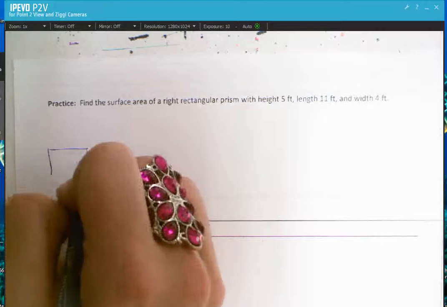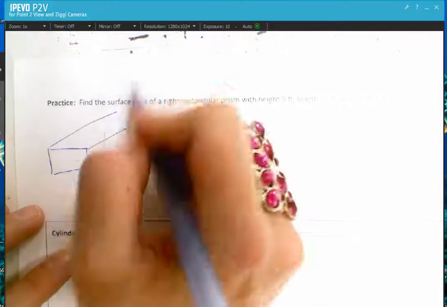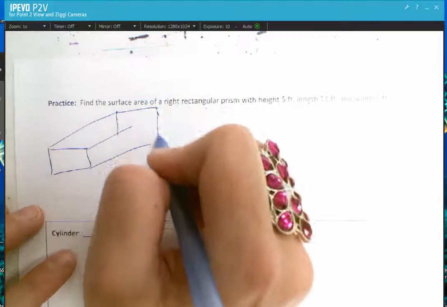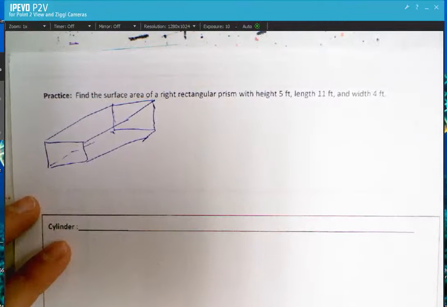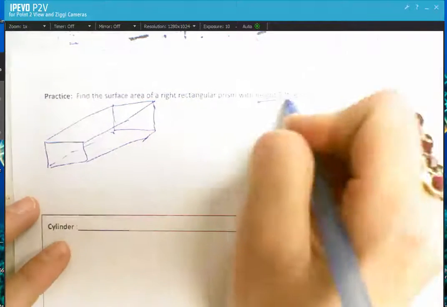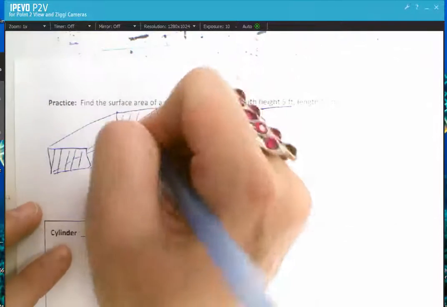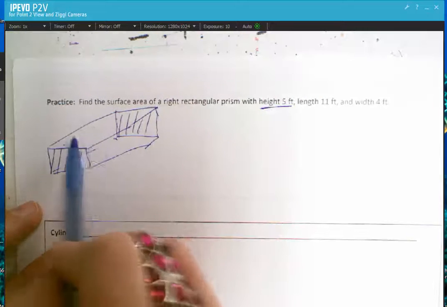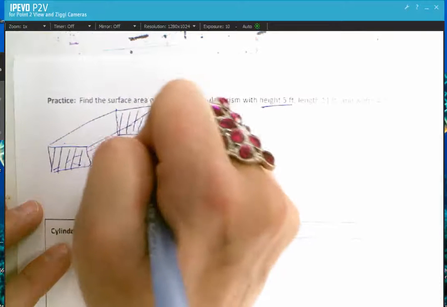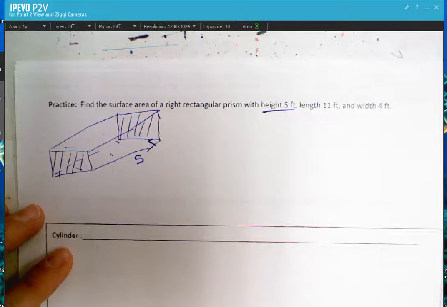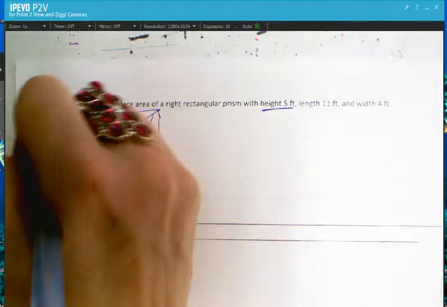So I know I have a rectangular prism, and it's right, so I know it's inside. Where's my other rectangle here? Height of 5 feet. Height is the distance between the bases. These are two congruent parallel bases, or I could define these as the bases as well. So I'm going to call that 5. Length of 11, we'll call this 11, and width of 4.